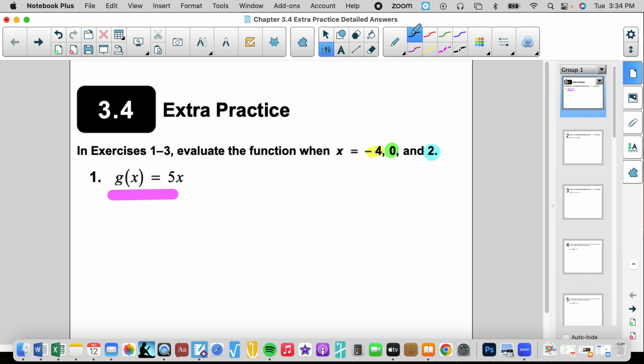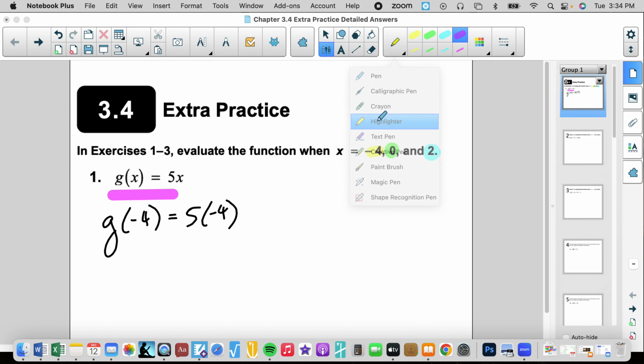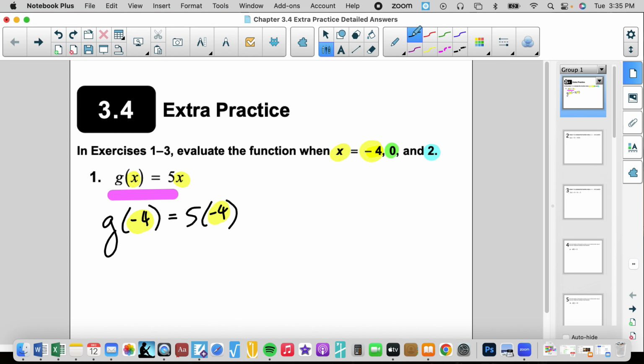And when it says g of x, when x is -4, we're going to say g of -4. So where we see x, we're going to plug in -4. So 5 times -4. It's important that -4 is the value we're plugging in. So where we see x, because that's my x, I'm going to plug it in wherever there's an x in the formula. So g of -4 equals 5 times -4. So g of -4 equals -20.